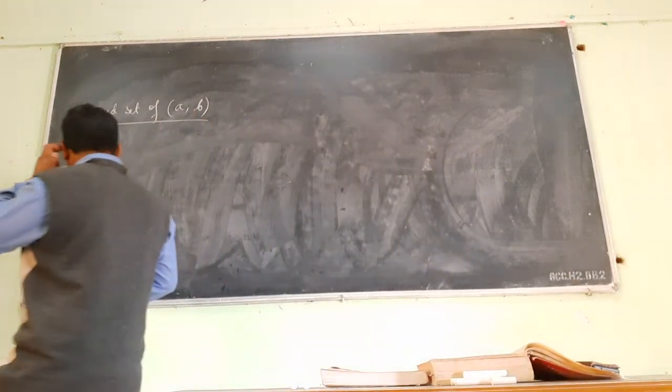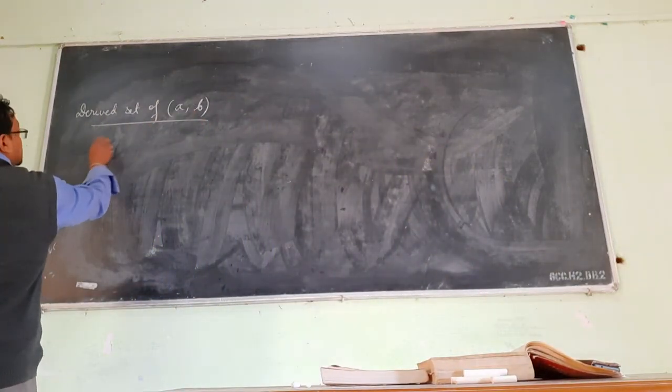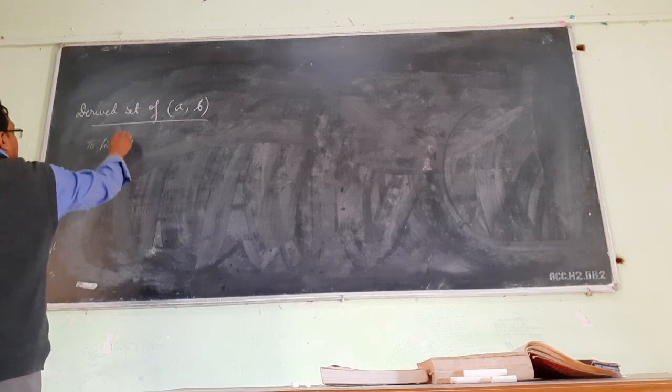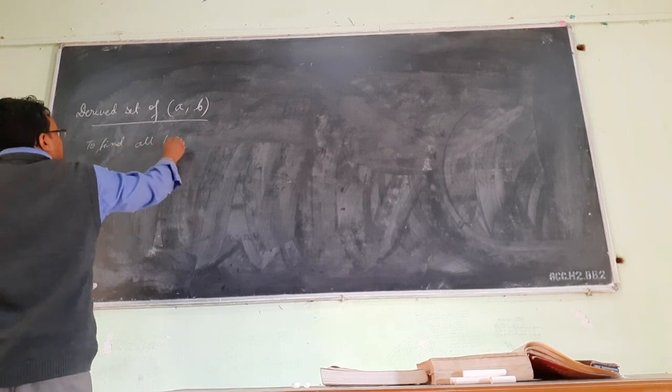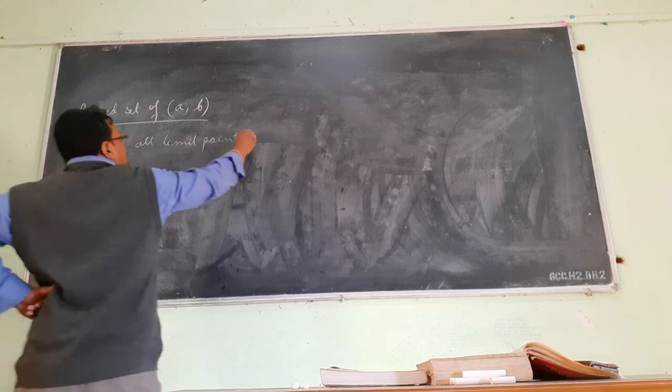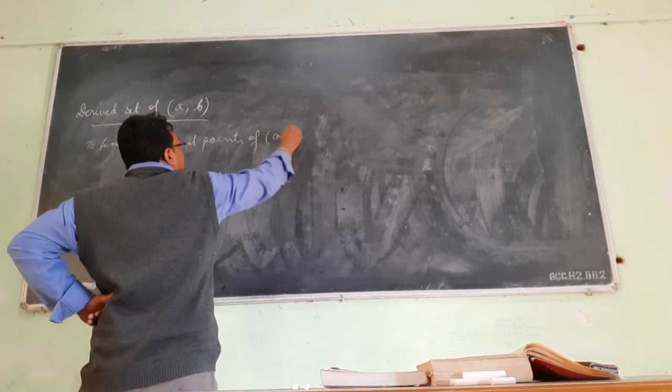Right side of AB. Okay. So we have to find all limit points of the open interval.